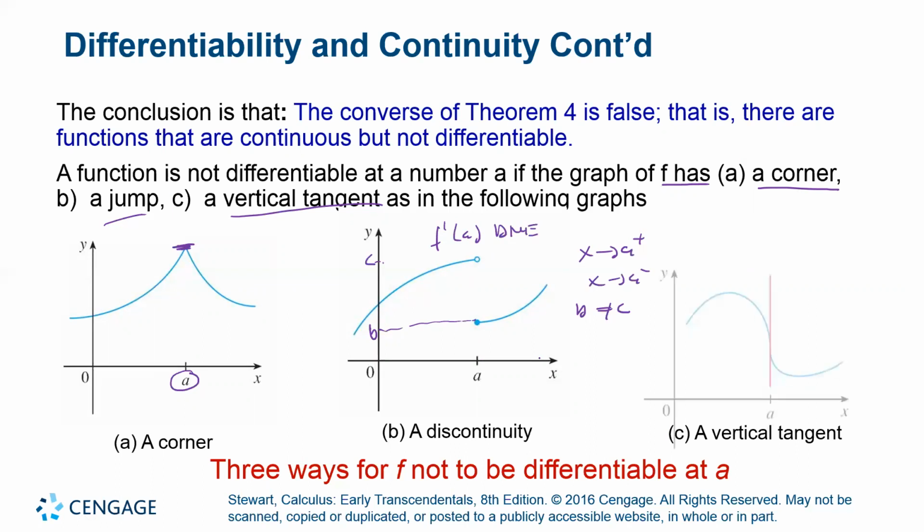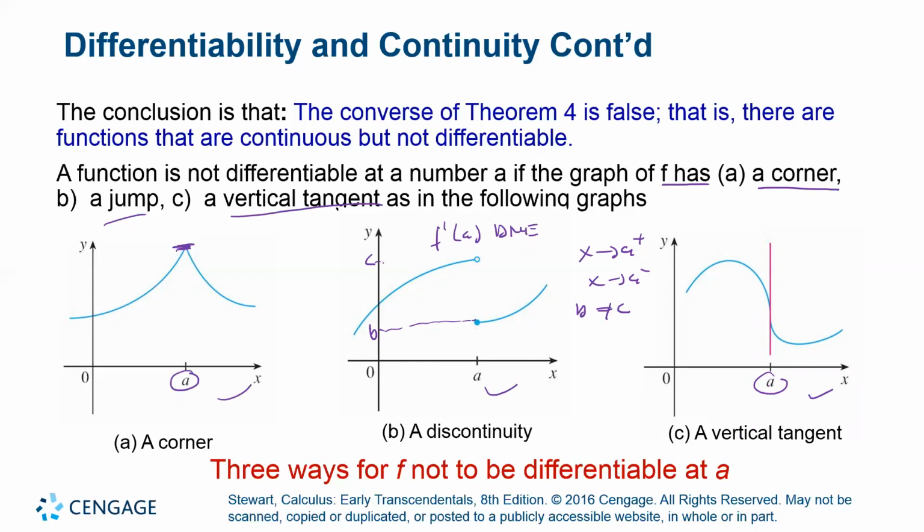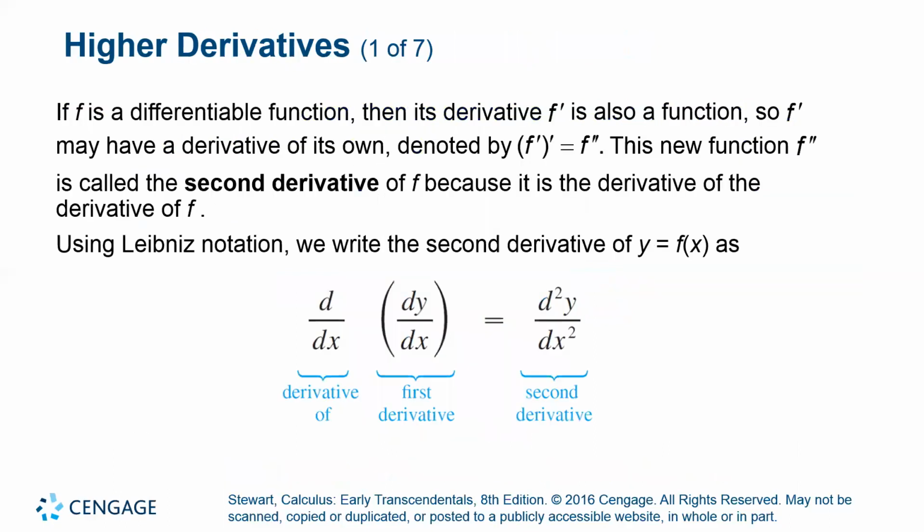The third one is the vertical tangent like that, where the slope of the tangent line is just undefined. So the function is not differentiable at A. Yet it is continuous there, whereas in the jump case it is discontinuous. It is continuous at A, but not differentiable at A in this graph. So there are three ways for f not to be differentiable at A.